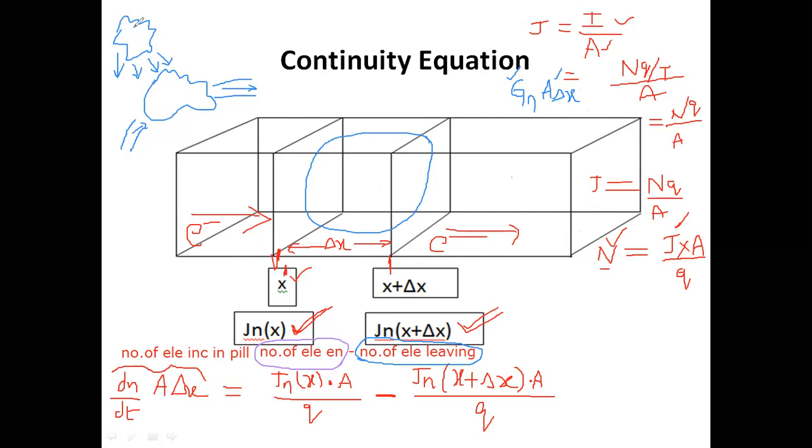Likewise, here it is raining, meaning electrons are generating here. So I have to add another term, the generation term, Gn of A delta x. A delta x is the volume of the pillbox, and Gn is the generation rate. So generation rate multiplied by the volume of the small pillbox gives me the generation of electrons in the pillbox.